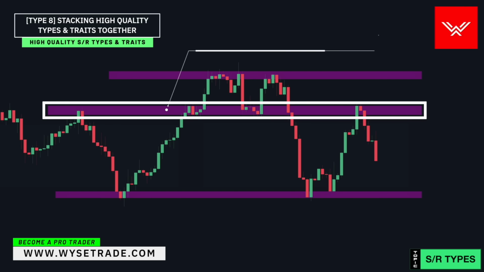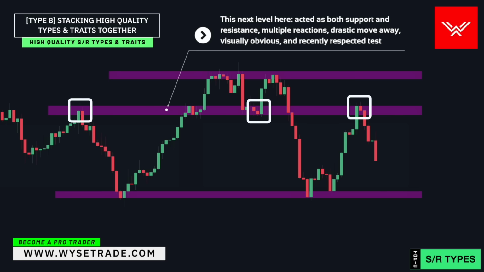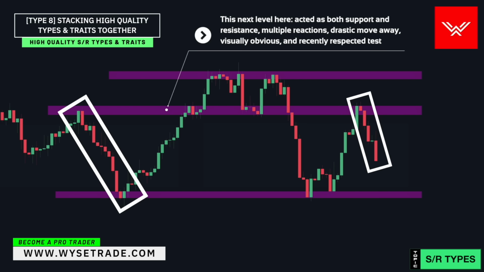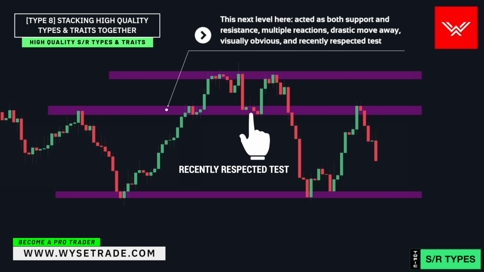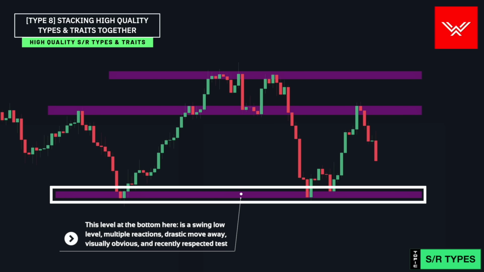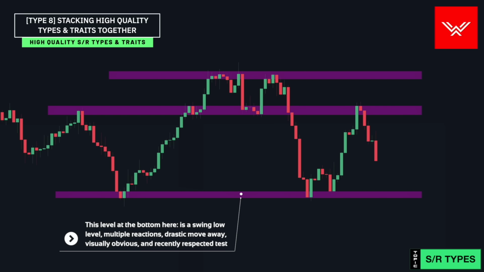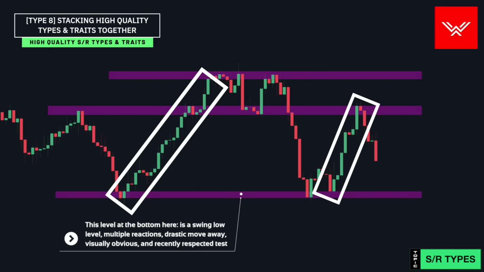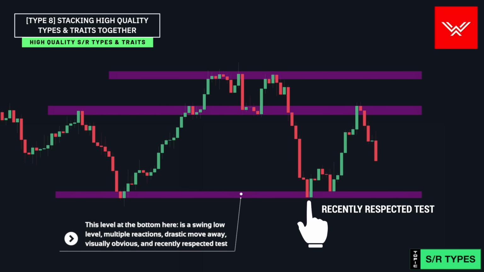This next level here acted as both support and resistance, multiple reactions, drastic move away, visually obvious, and it had a recently respected test. This level at the bottom here is a swing low level, multiple reactions, drastic move away, visually obvious, and had a recently respected test.